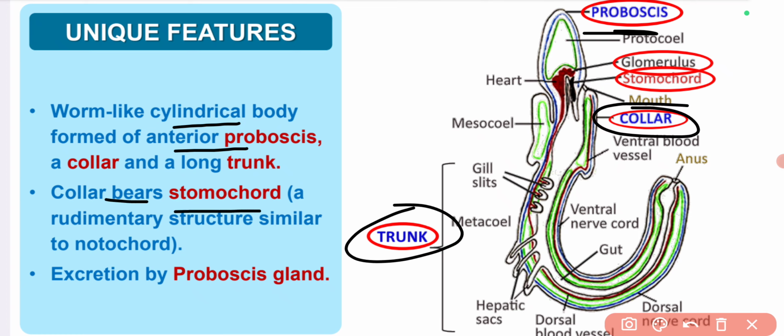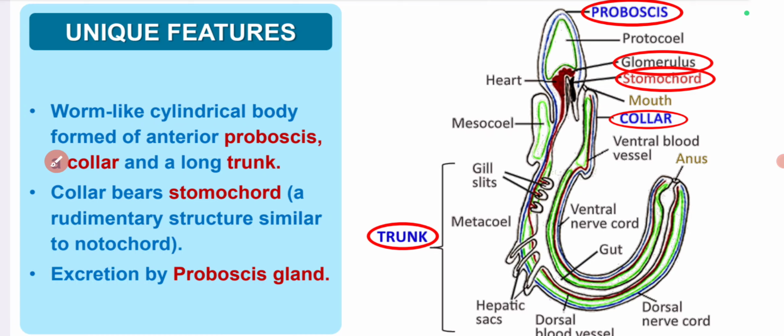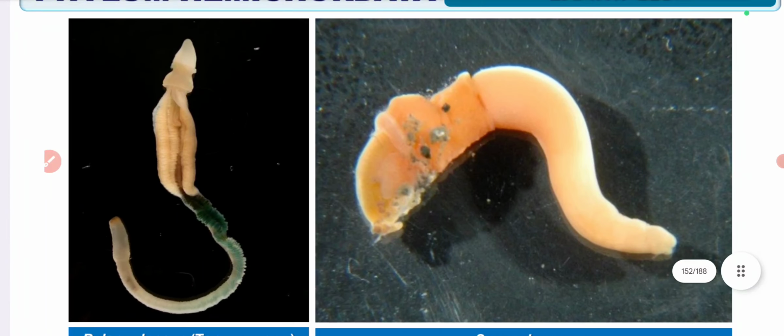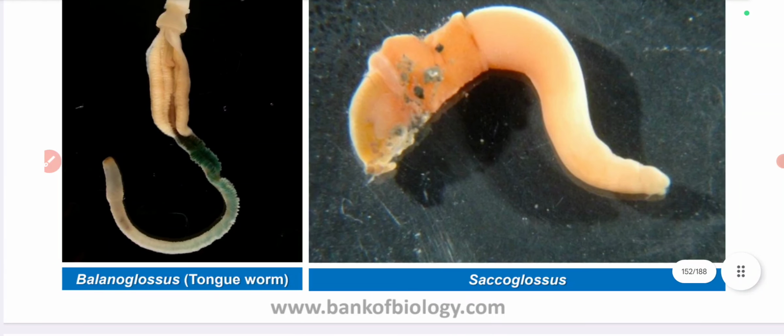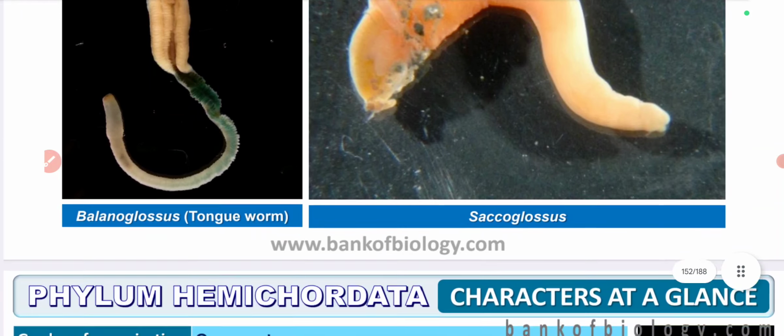The collar bears a stomochord, a rudimentary structure similar to the notochord. As you can see in the labeling, the stomochord is similar to the notochord. That's why it was previously placed under the phylum Chordata. But then scientists discovered that it is not a notochord, it is a stomochord. That's why it is placed in another phylum. Excretion by proboscis gland. Here some examples: Balanoglossus, tongue worm, and Saccoglossus.